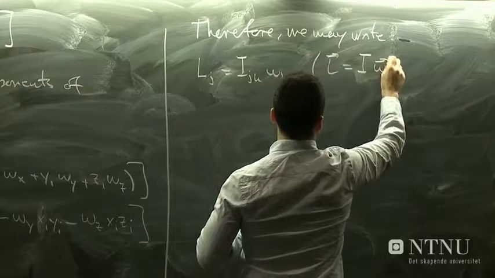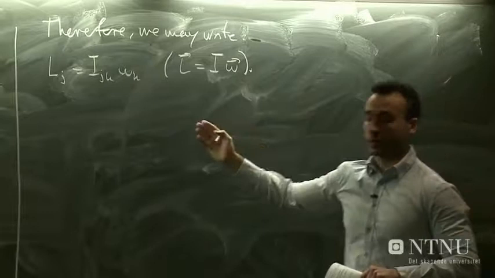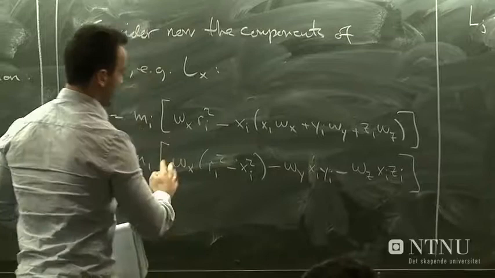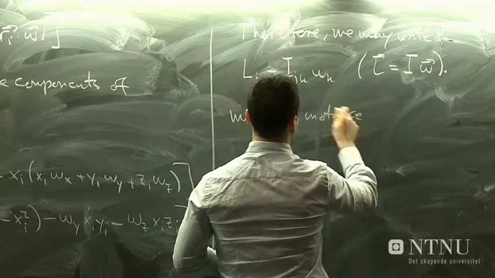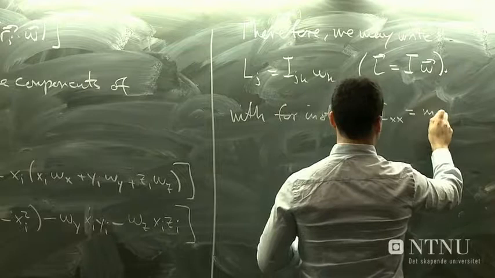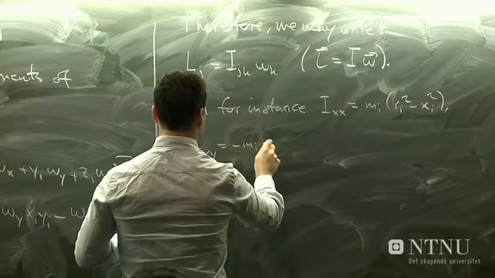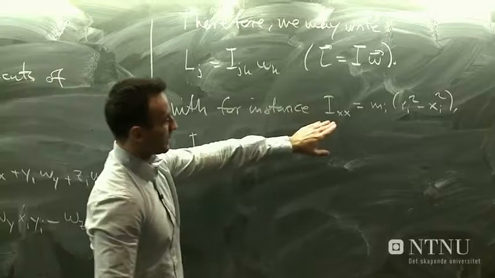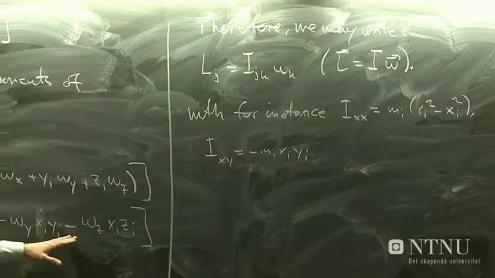Namely, we can write that the L vector, the angular momentum vector, is equal to some matrix I, large I, multiplied with omega vector, or in component form like this. And by comparing this general form with this explicit form for Lx, we see that the IXX, or the I11, if you will, element of this matrix I is given like this, and the IXY, or I12 element, is given like this, just by comparing with this expression for Lx.